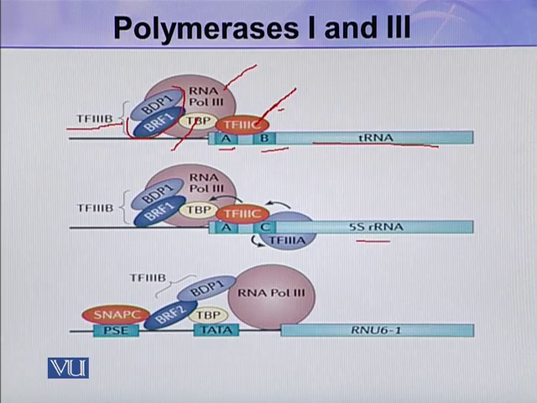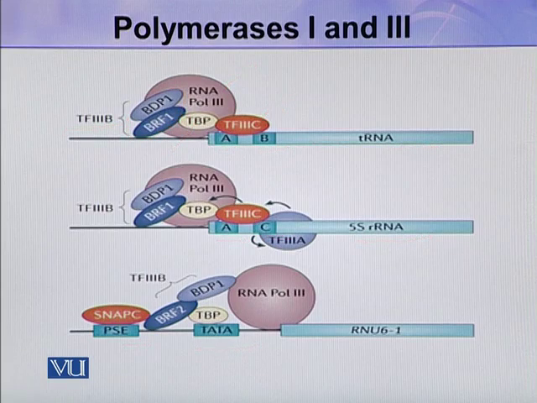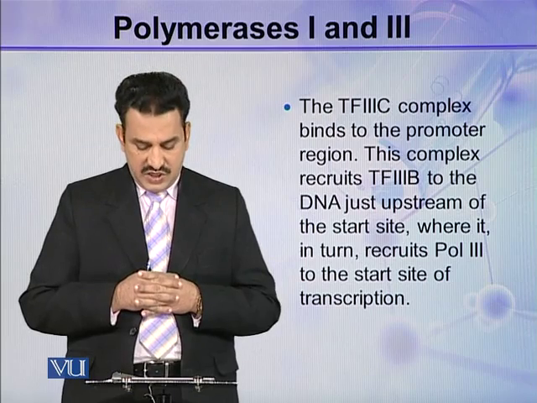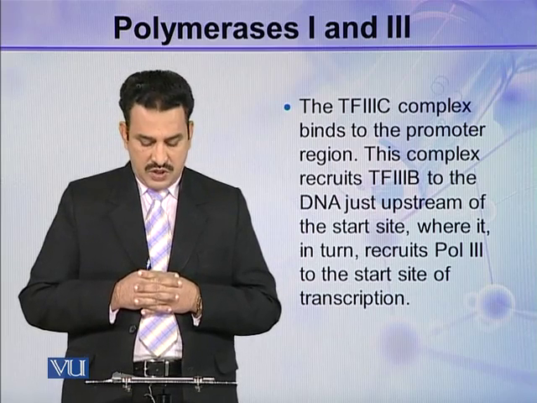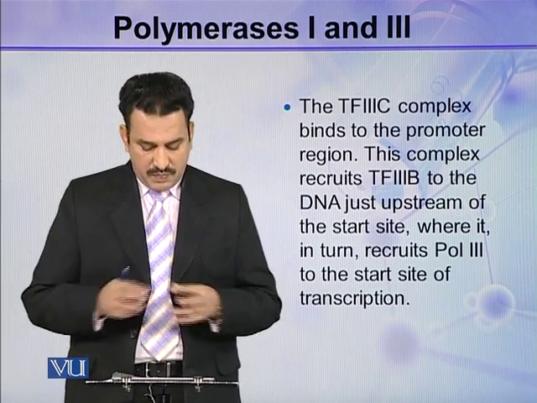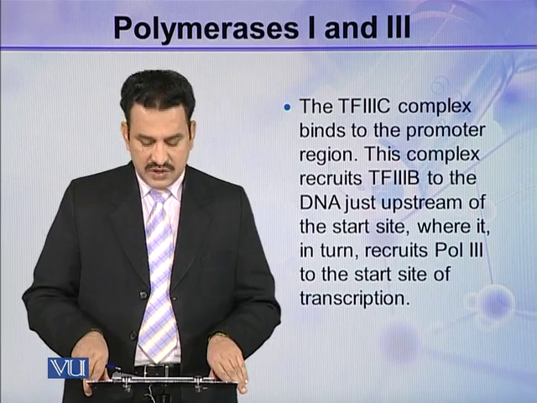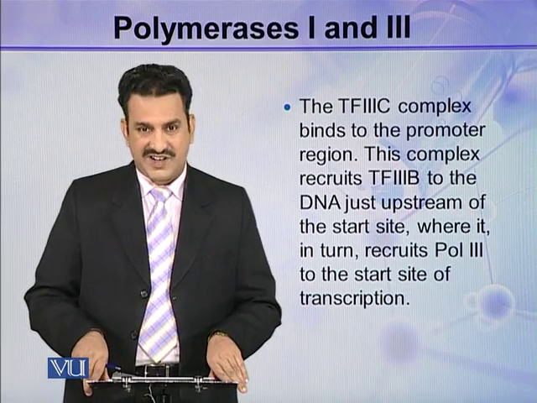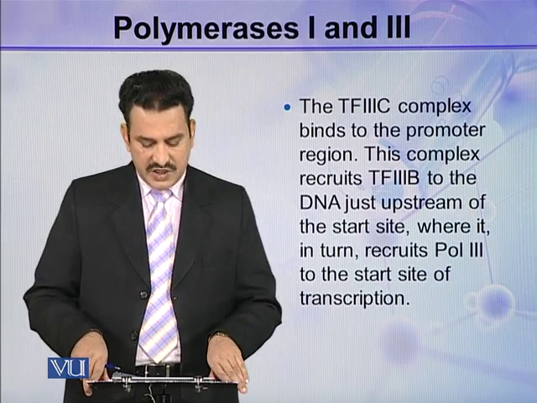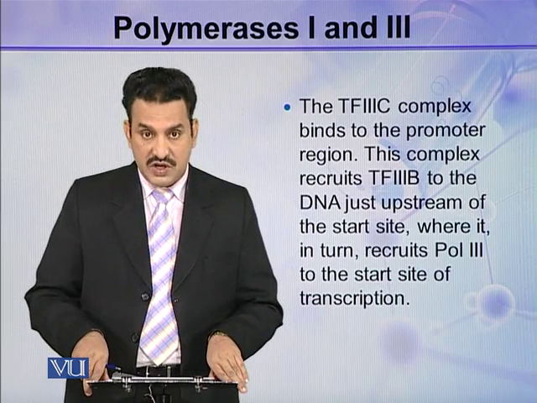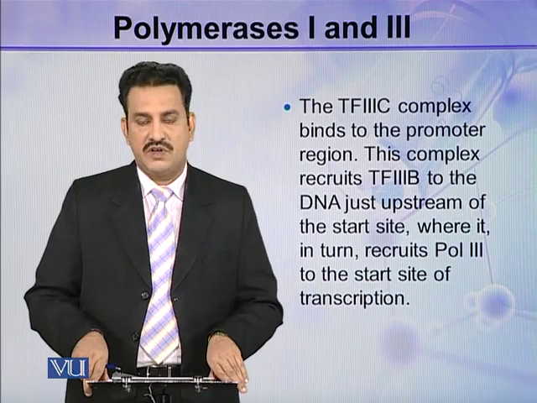So in case of 5S rRNA gene, the promoter contains box A and box C, while in some other cases TATA box and PSE box are also present. The TF3C complex binds to the promoter region. This complex recruits TF3B to the DNA just upstream of the start site, where it in turn recruits polymerase 3 to the start site of transcription.